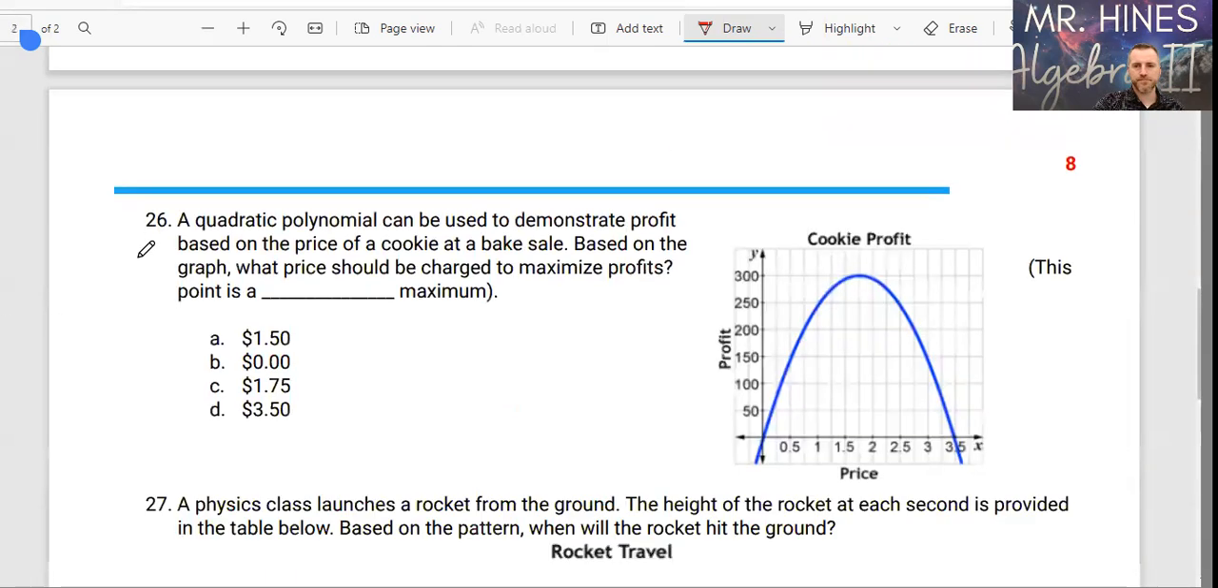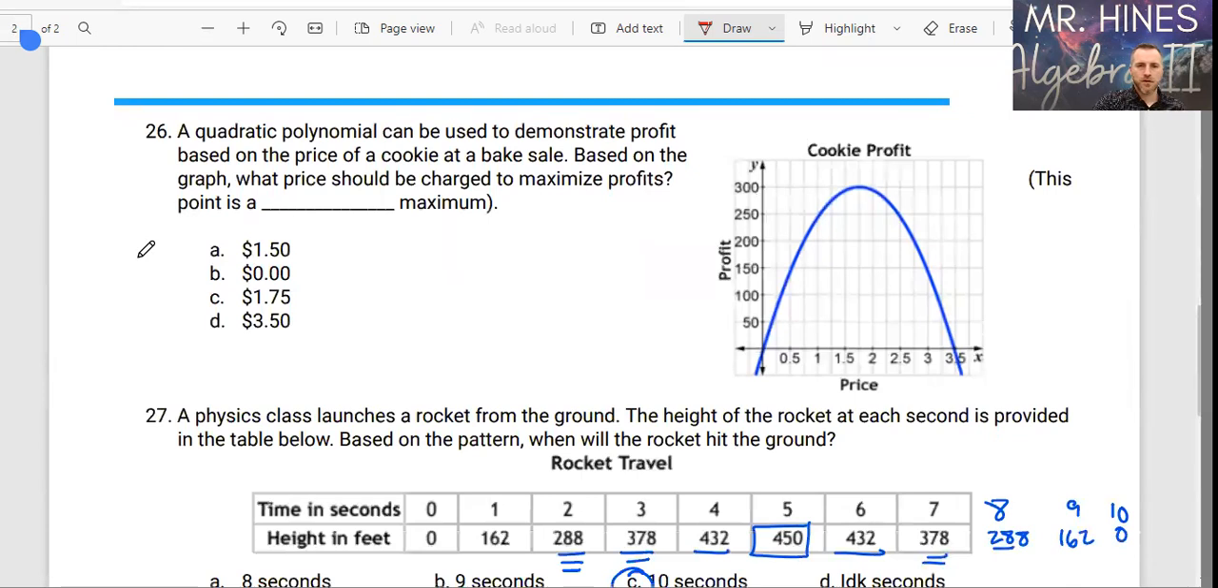So there's that one. Cookies are cool, this should be over here. This point is an absolute maximum. But I think that this is a super cool graph. I'm not even going to answer the question.